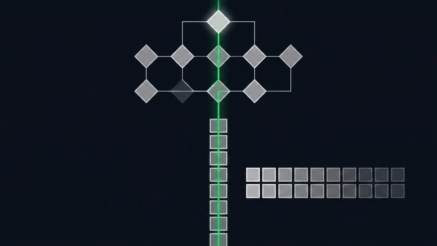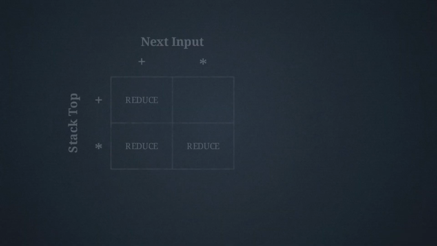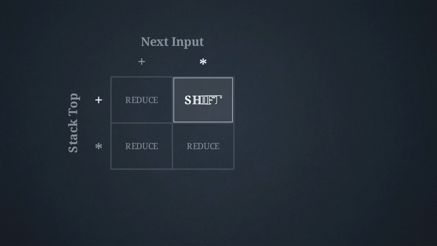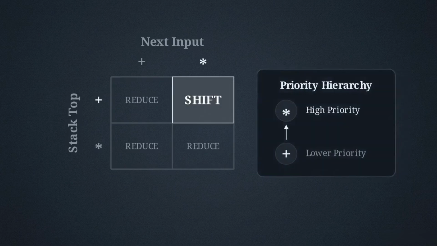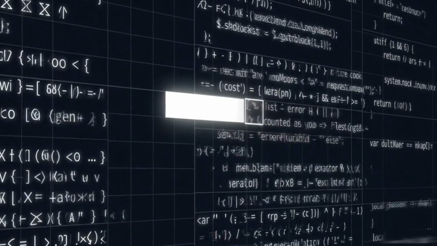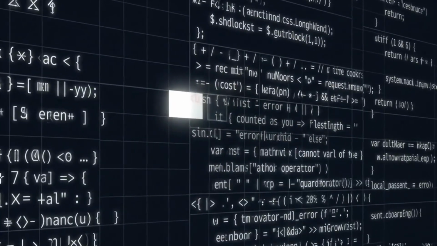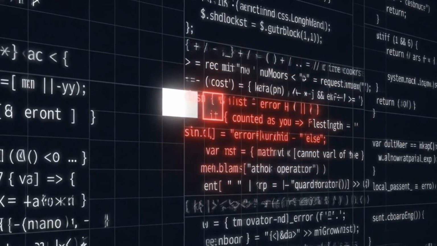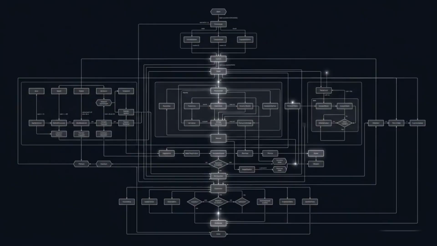This provides the engine with a set of hierarchy rules to force a decision. This precedence table tells the engine exactly when to delay a reduction. If the parser has a plus sign on the stack but sees a multiplication sign in the buffer, the table commands a shift, ensuring the higher priority operation is handled first. While these tables solve specific mathematical conflicts, they aren't enough to handle the complex grammars of modern programming languages, which require a more robust method of state management.